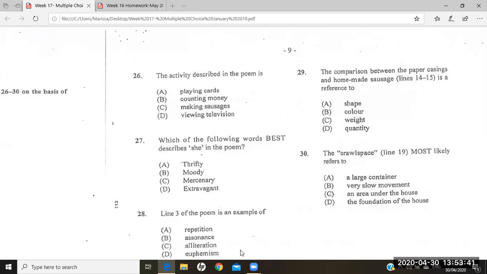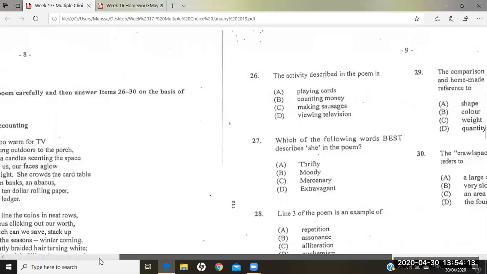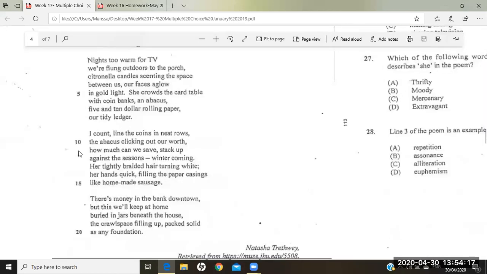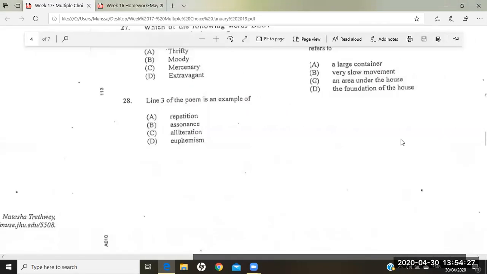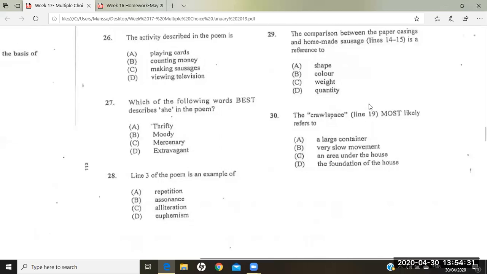Number 29, Jumani will give me this answer. It says the comparison between the paper casings and homemade sausage in lines 14 to 15 is a reference to what? So why did the poet make the comparison between the paper casings and the homemade sausage? Let me show you that line here. It says, her tightly braided hair turning white, her hands quick, filling the paper casings like homemade sausage. So when she mentions that line, the comparison was being made to show us what?